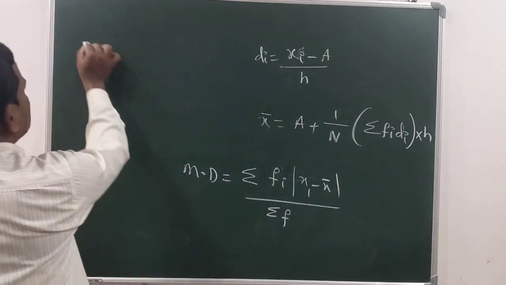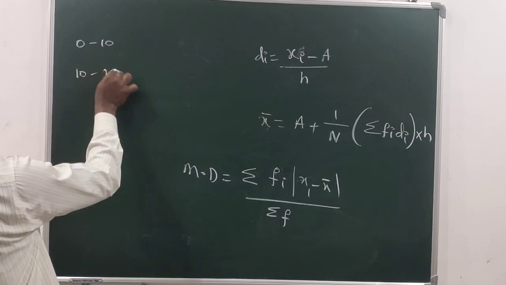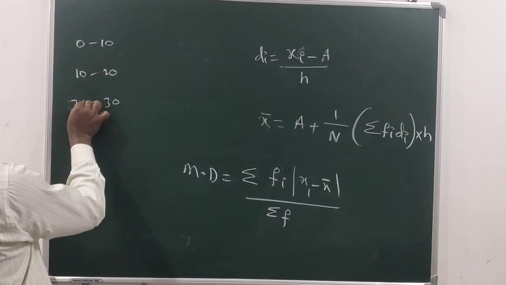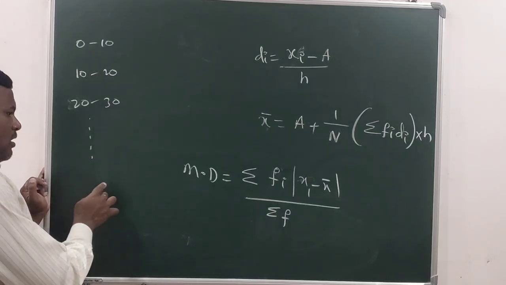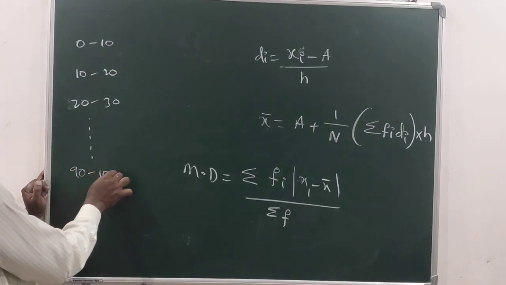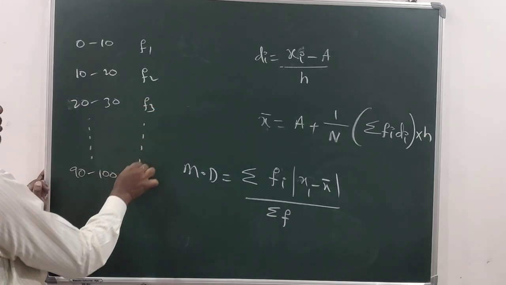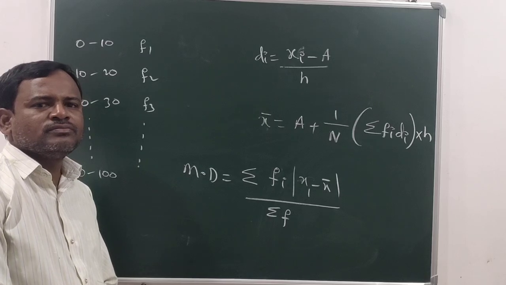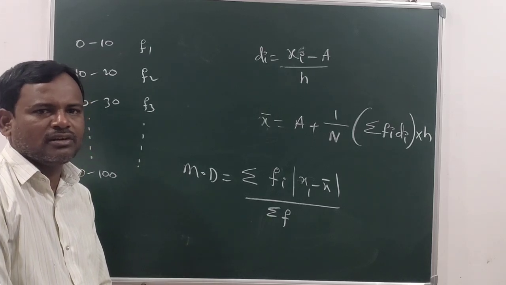See, classes will be given to you like this students, 0 to 10, 10 to 20, 20 to 30, okay, and so on, right? So like 90 to 100, and whose frequencies will be given to F1, F2, F3 and so on. Now use this formula to find mean deviation of that data.